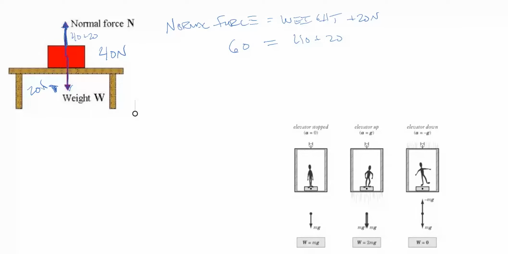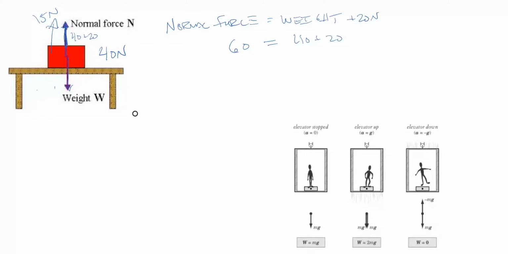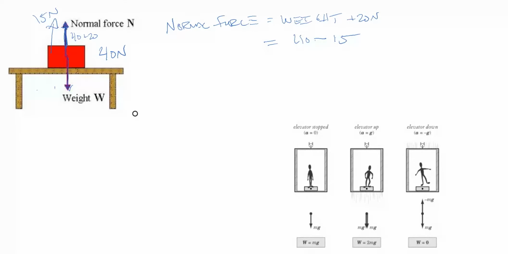Instead of pushing down, if I were to pull up on the box, I would be alleviating some of the weight. So if I were to pull up with a force of 15 newtons, now the normal force would change as I'm no longer adding 20, but now I'm subtracting 15 newtons. So in this case, the normal force would only be 25 newtons.